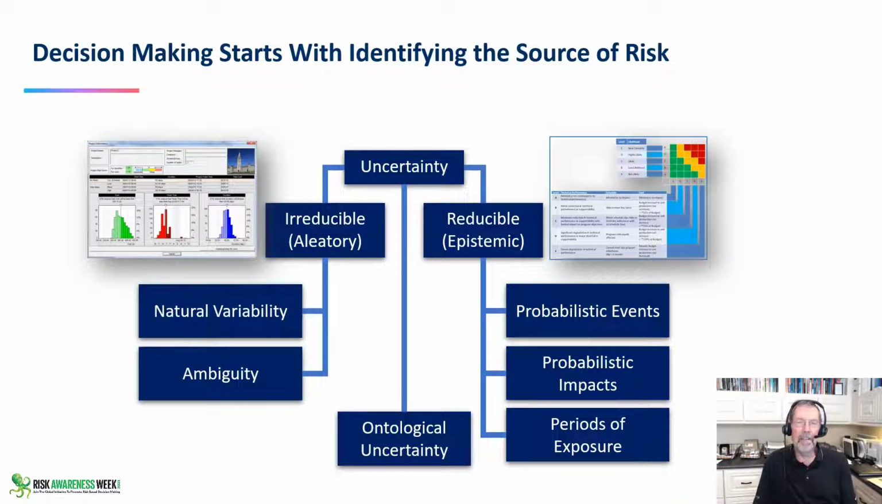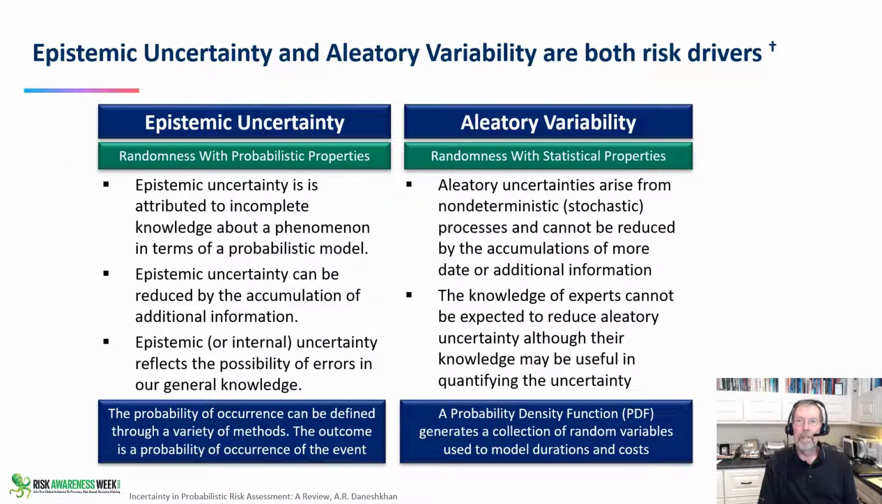The question is, are they knowable? I may not be able to afford to know them, or I may not have enough time to know them, and therefore they are unknowable. So here's a little chart that just reminds us again, as we talked about in our principles section, what epistemic uncertainty is and what aleatory uncertainty is.